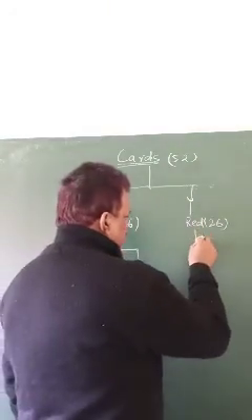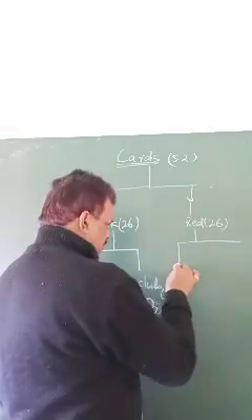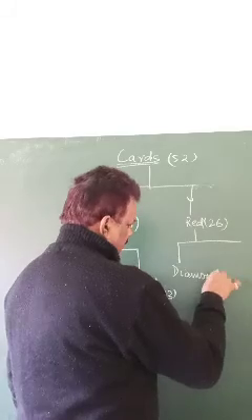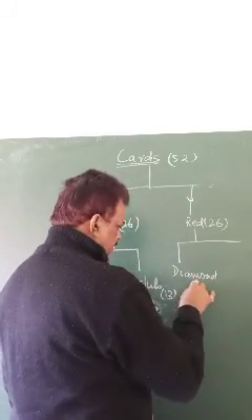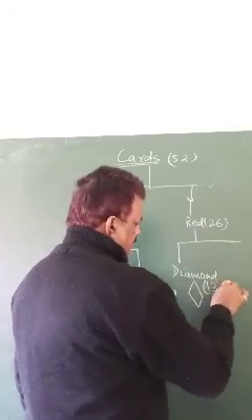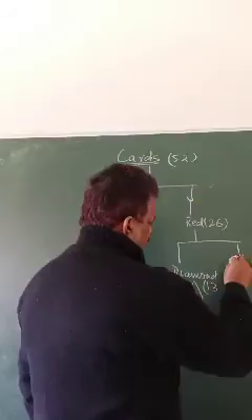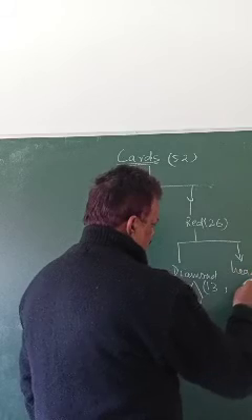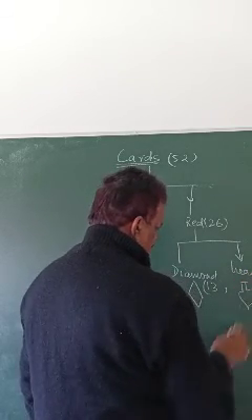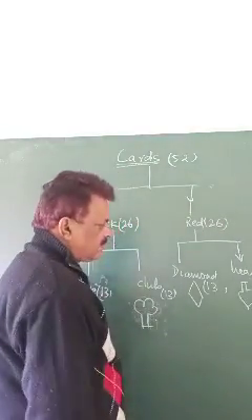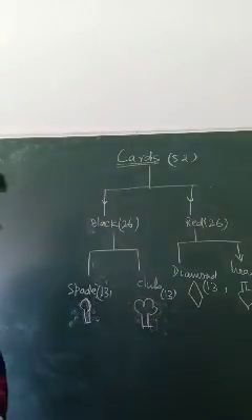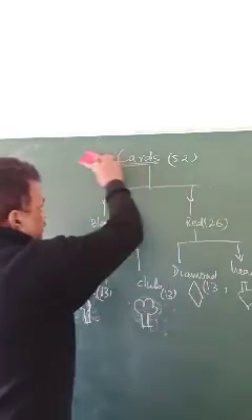Then this has also two parts. Diamond is like this. 13. Heart is like this. 13. Then come the face cards, which are called face cards.